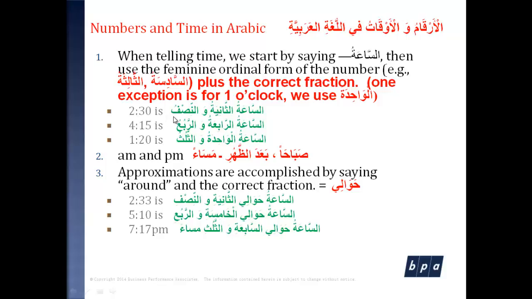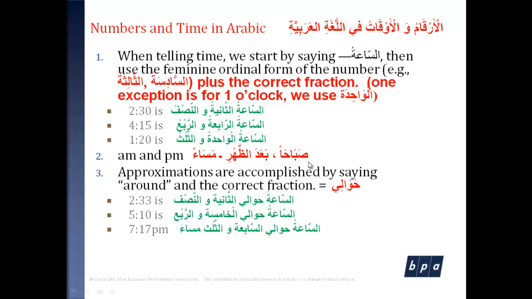So 2:30 is expressed in Arabic as الساعة الثانية والنصف, and a half. 4:15 is expressed as الساعة الرابعة والربع, the hour of the fourth, basically 4 o'clock, and a quarter. 1:20 is expressed as الساعة الواحدة والثلث. It's 1 o'clock and 20 minutes, 1/3 of the hour.